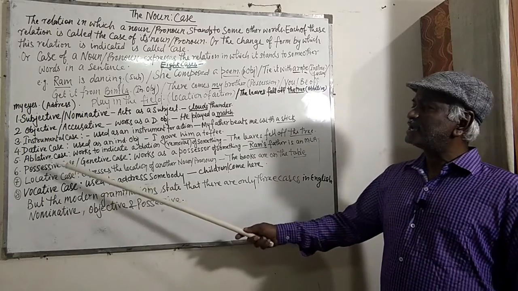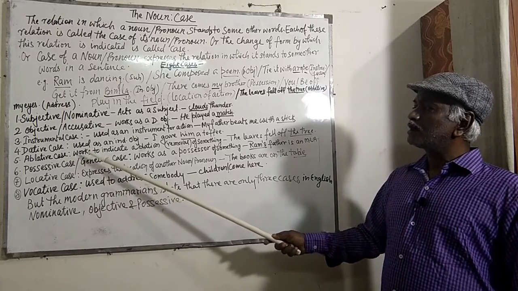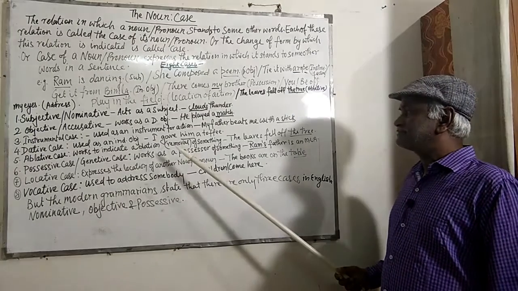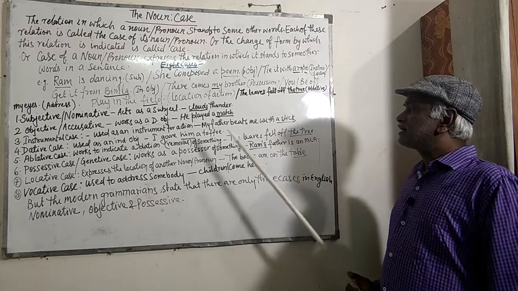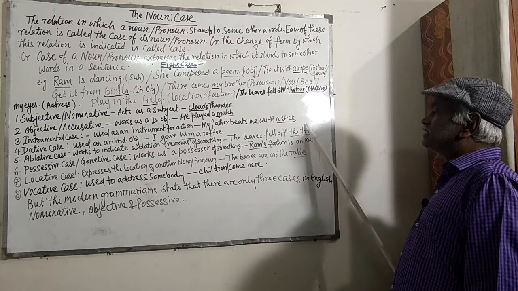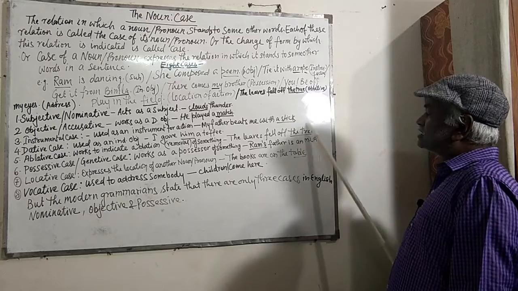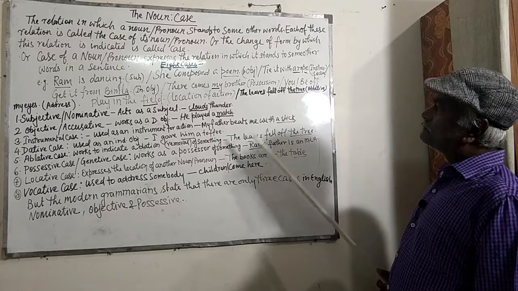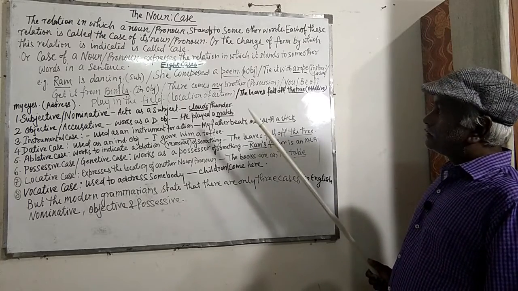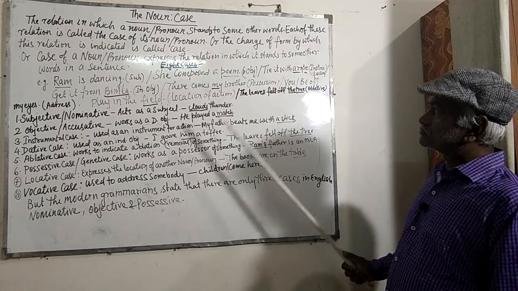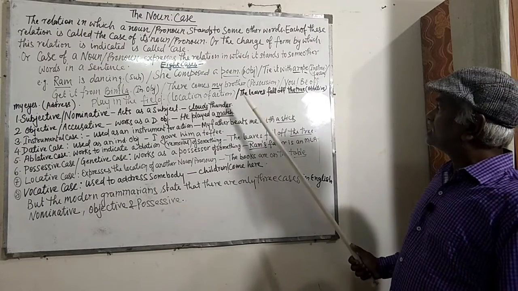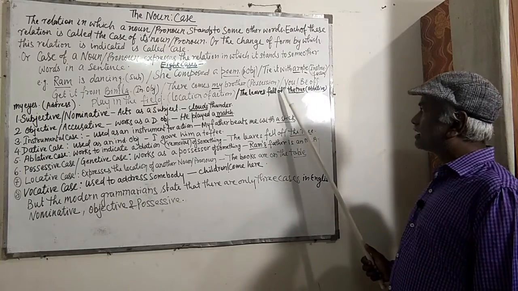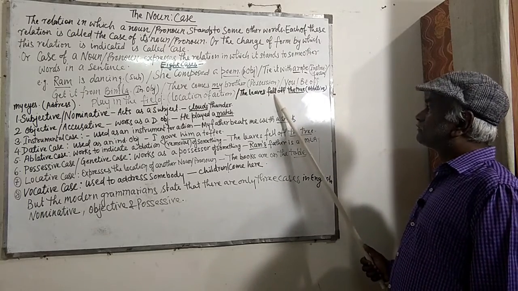Next one is ablative case. It works to indicate ablation. Ablation means removal of something. That is, when we say the leaves fell off the tree, here the tree is acting as separating the leaves from it. Similarly, here tree is acting as the ablation of the action fell.